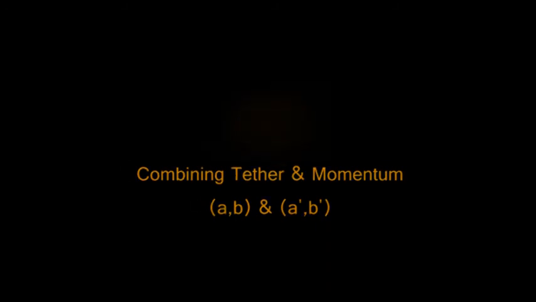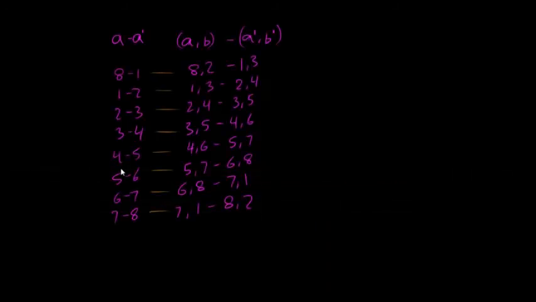Let's go back to our example of notating a static spin using the tether vectors. We had pairs of vectors representing the shifting orientation of the prop over time. 8 to 1, 1 to 2, 2 to 3, 3 to 4, 4 to 5, 5 to 6, 6 to 7, 7 to 8.